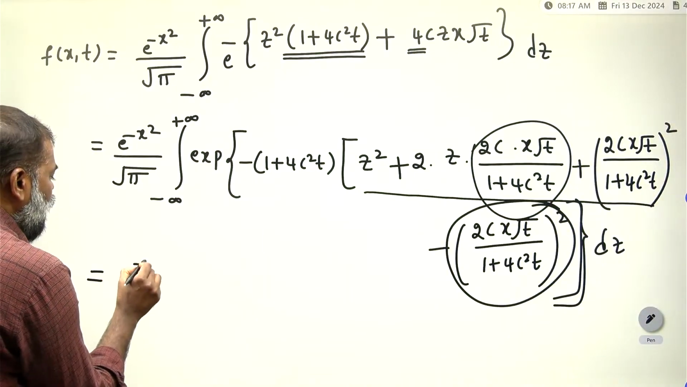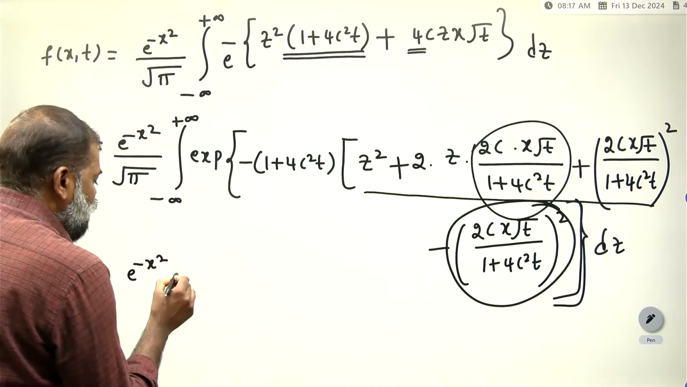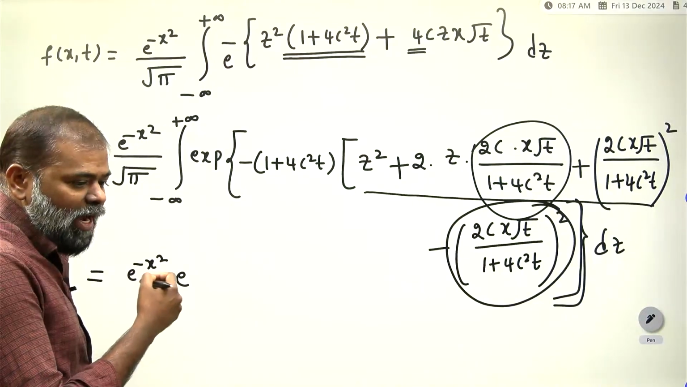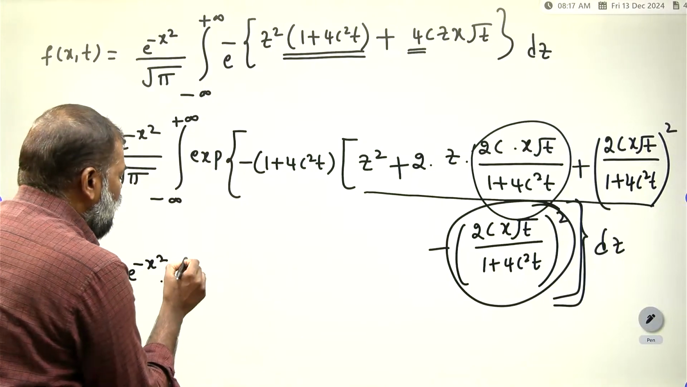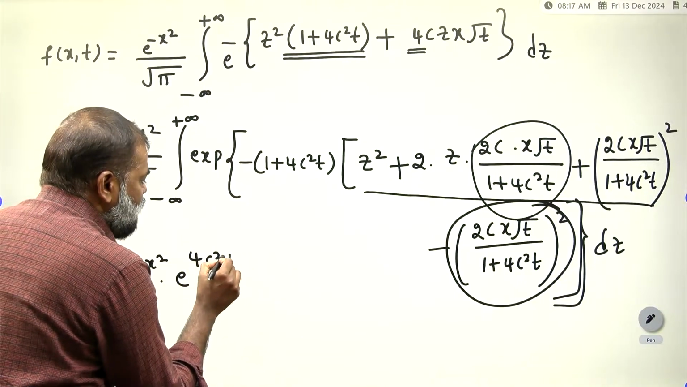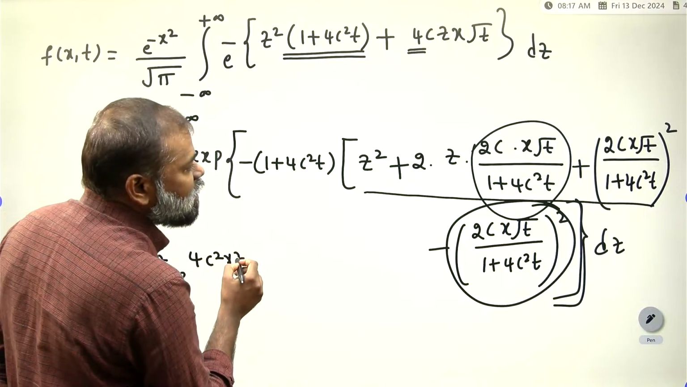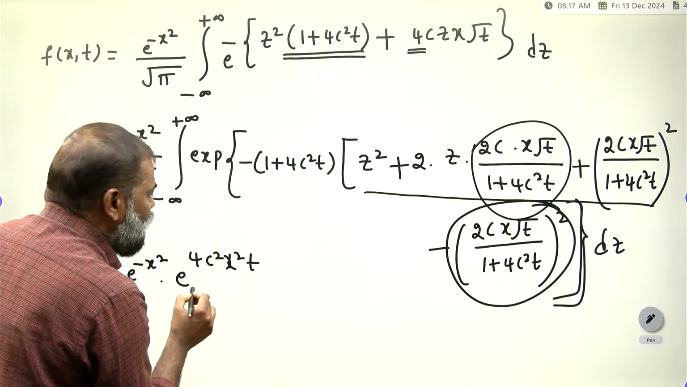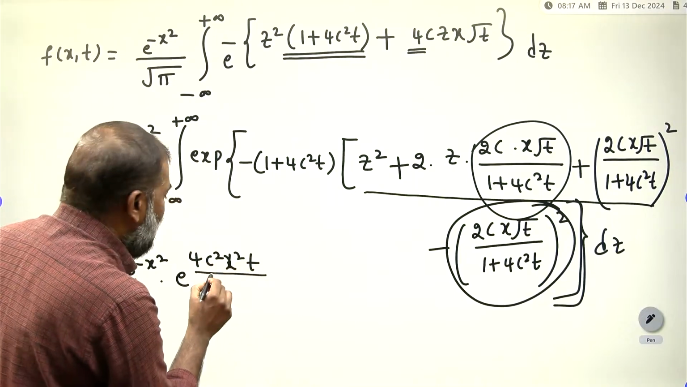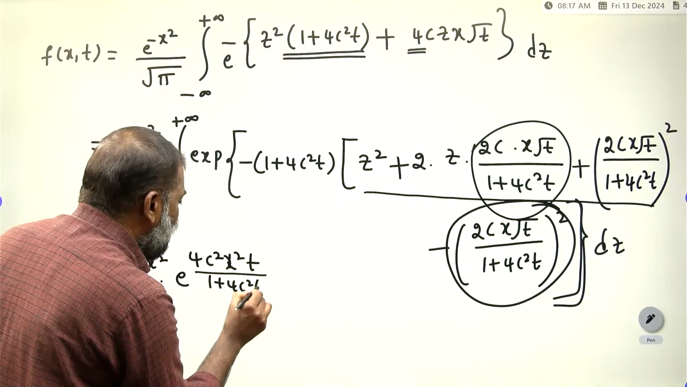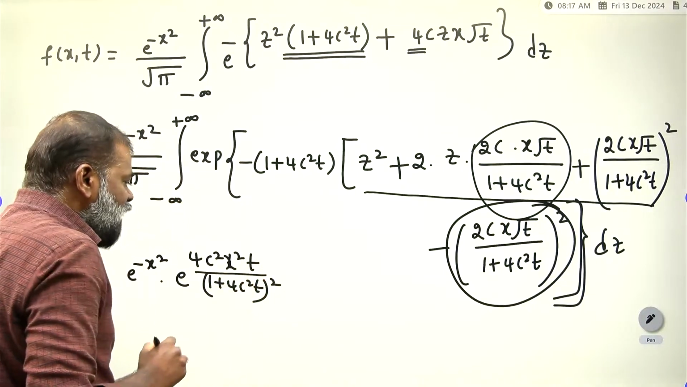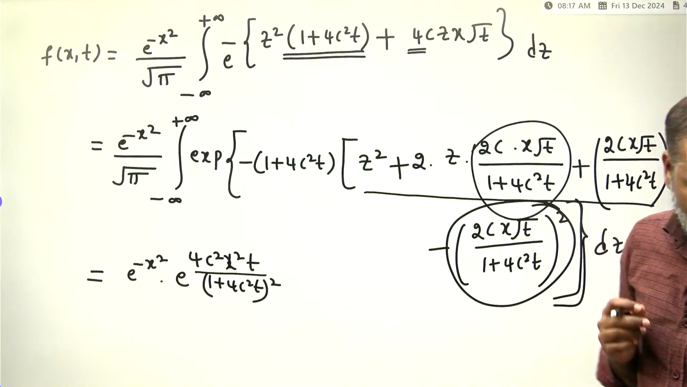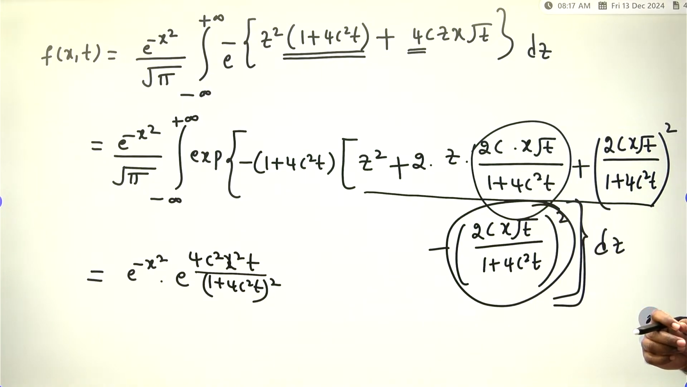So what do you have to bring outside? Once you see e to the power of minus x square into e to the power of, which one do we have to write here? e to the power of minus x square into e to the power of 4c square x square t divided by (1 plus 4c square t) whole square. 1 plus 4c square t, whole square we have to write here.